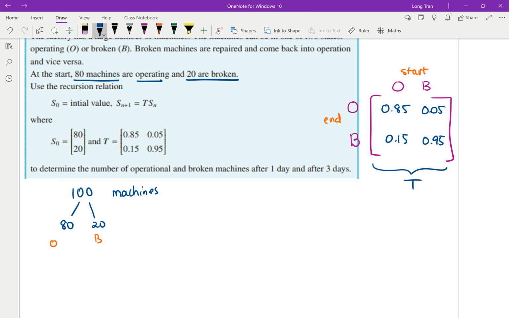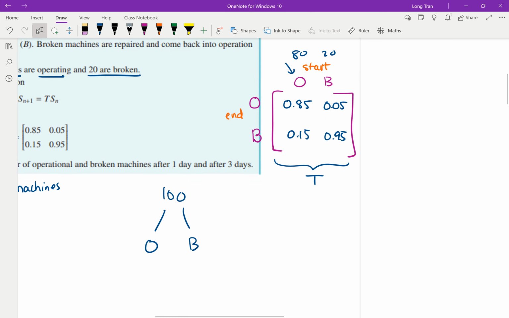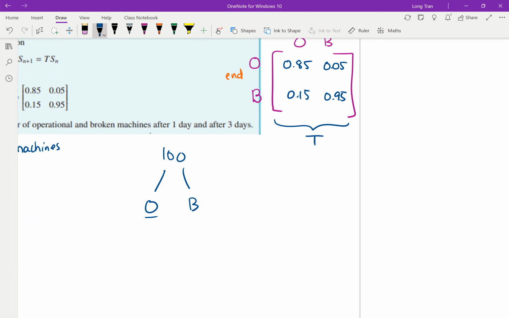If the question was to ask how many, by the end of the day, were operational, so out of the 100, how many were operational and how many were broken by the end of the day? Because it started off as 80 and 20, right? But by the end of the day, how many are actually broken and how many are operational after one day? This is the transition, the probability of it being operational or broken. So how would you have done that?